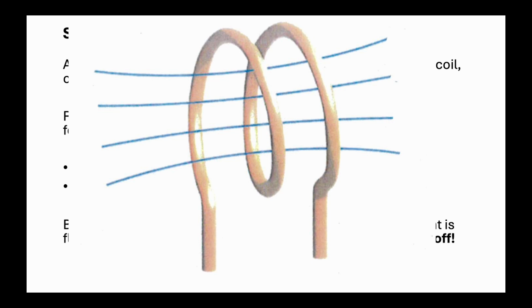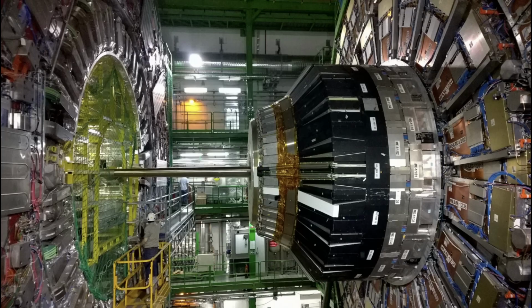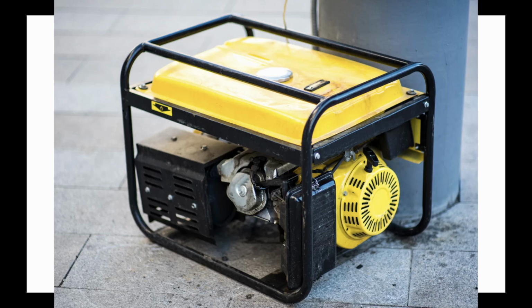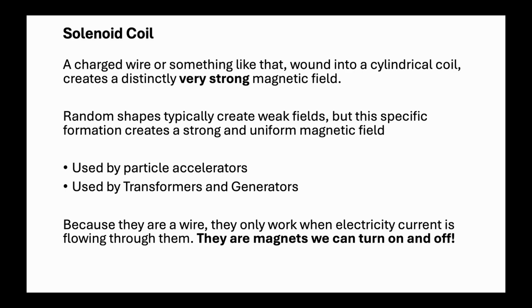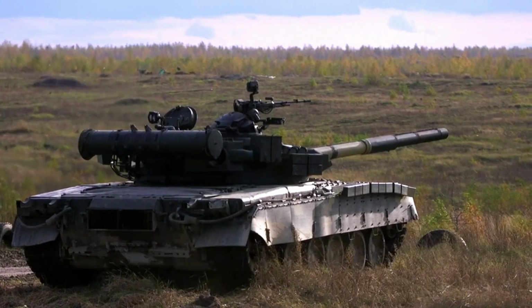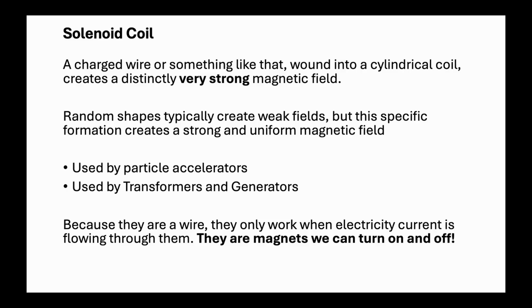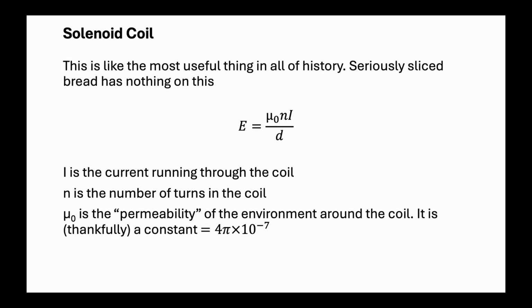This is used in heaps of applications like particle accelerators, transformers, generators, anything that you see people wind copper wire around and they say, yep, this is gonna do something, this is gonna blow the enemy off the face of the earth kind of thing. That's what they're doing. Also, because it's a wire, it'll only work when electric current is flowing through it. These are essentially magnets that we can turn on and off. This is like the most useful thing in all of history. Seriously, sliced bread just doesn't have anything on this.